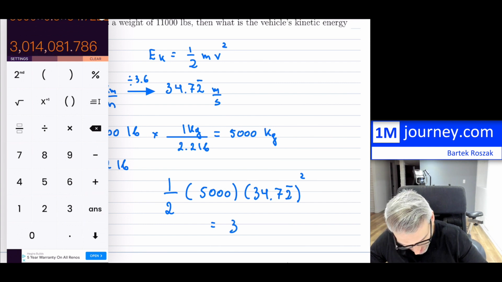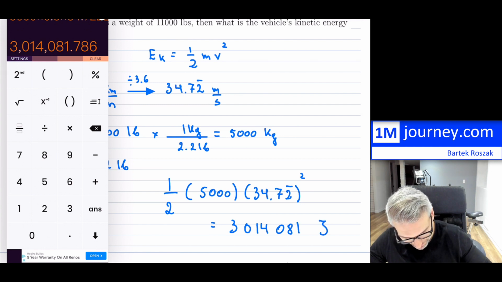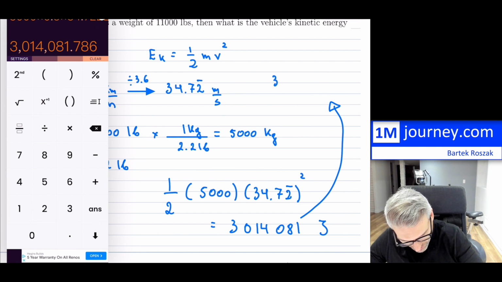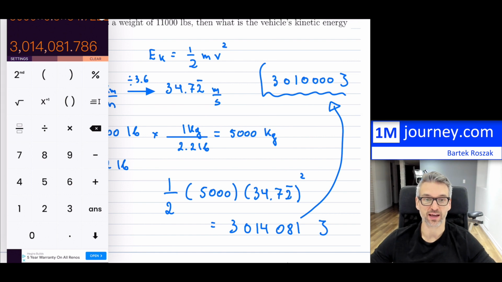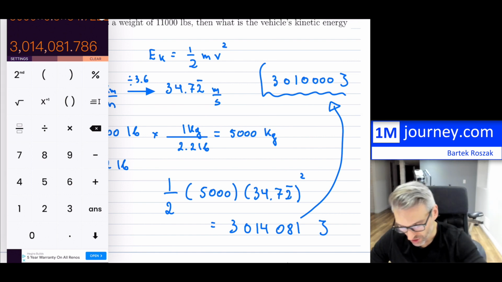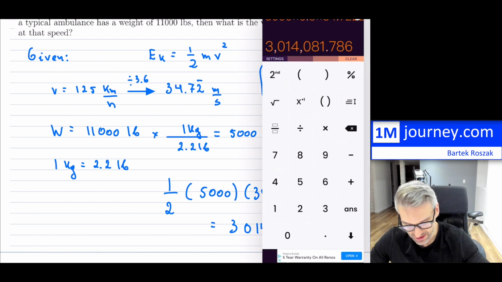So this is approximately 3 million, 14,081 joules. So it's quite a bit, especially since you are dealing with quite a big vehicle. Now, if you want this rounded to 3 significant figures, this is going to be 3, 0, 1, 0, 0, 0, 0 joules. Now you can round to whatever you may need from your teachers. But that's all that you would actually have to do in this example.